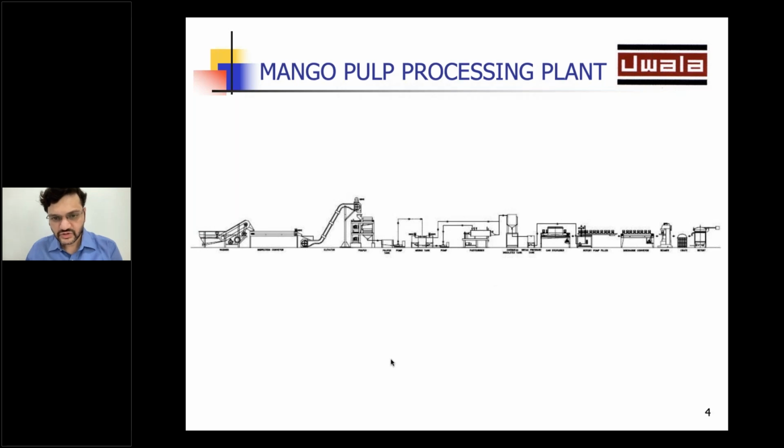So once we have the pasteurized pulp, the pasteurizer is the seventh machine from the left. After that, we have the overhead tank, and then we come to the filling section, the can sterilizer, the pump filler, etc. We'll look at each of these machines, and I will very briefly talk to you about how these machines function.